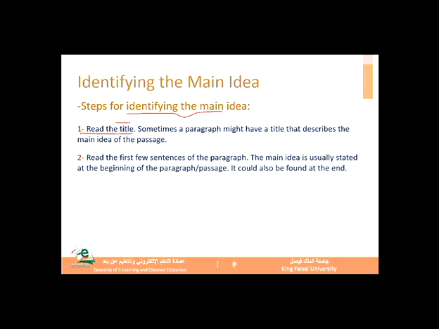Okay, number two, read the first few sentences of the paragraph. The first and sometimes the end. So the first 2 or 3 sentences of any reading selection or any paragraph usually contain what the author wants to say about the topic. Usually it's at the very beginning, but sometimes for different reasons the writers include their main point in the last 2 sentences. So read the last 2 sentences. Usually the main point or the main idea is included there.